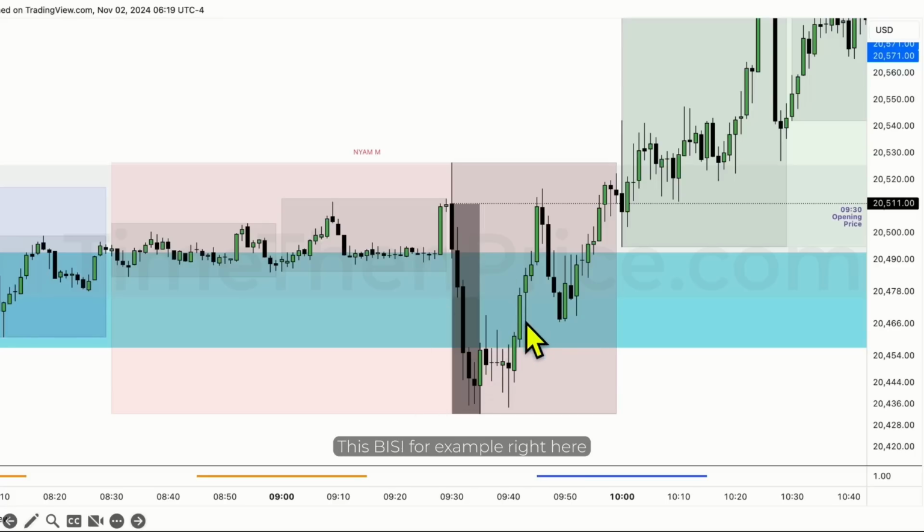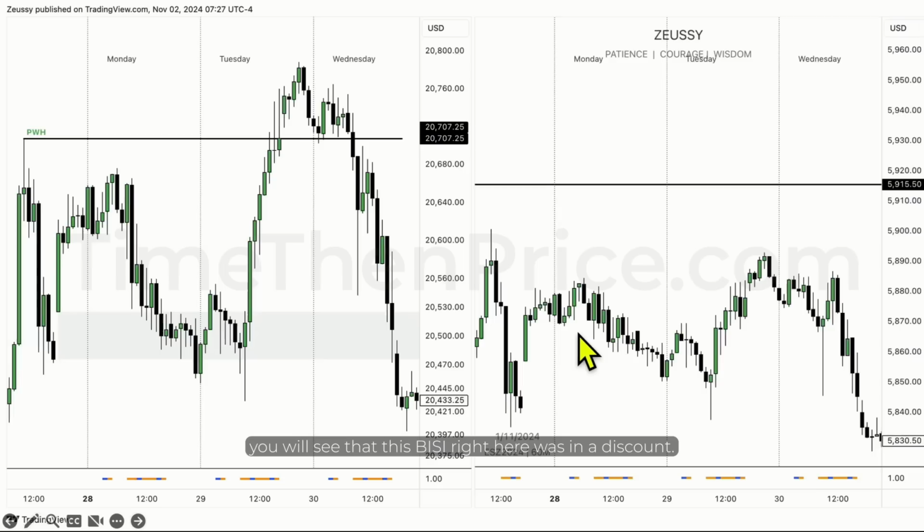Meaning, this BC, for example, right here was a potential long opportunity. Why this BC and why not this BC? Because if you look at the range from low to high, you will see that this BC right here was in a discount.